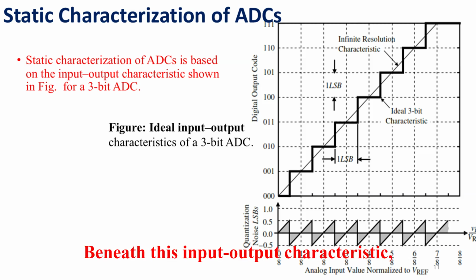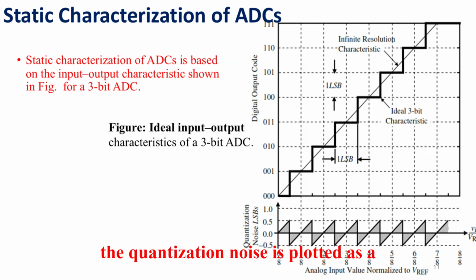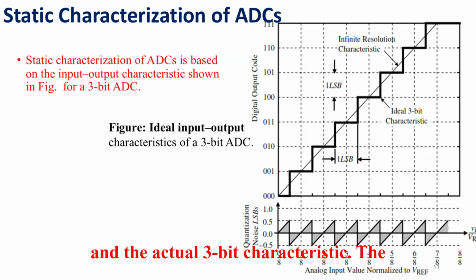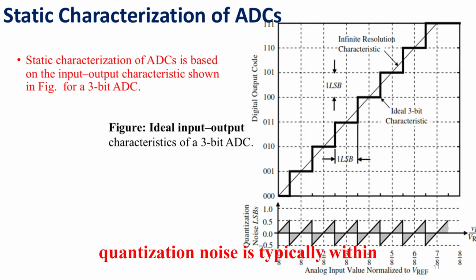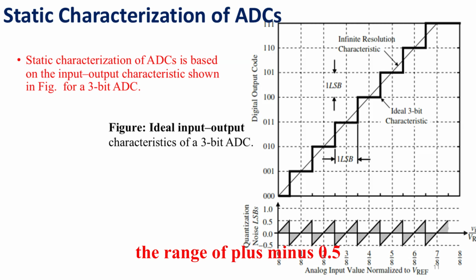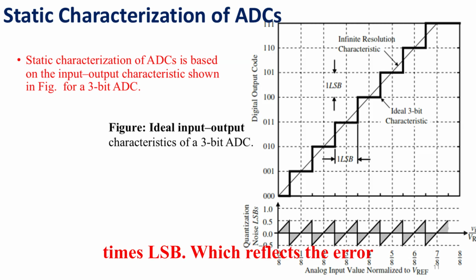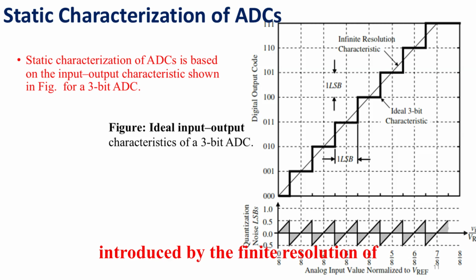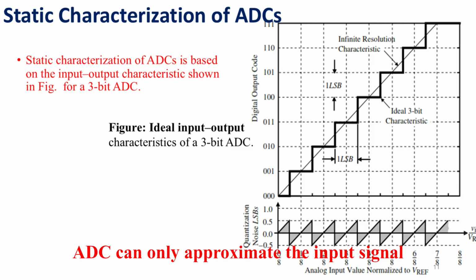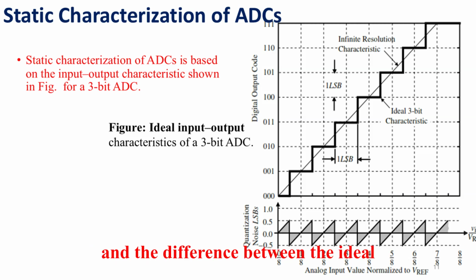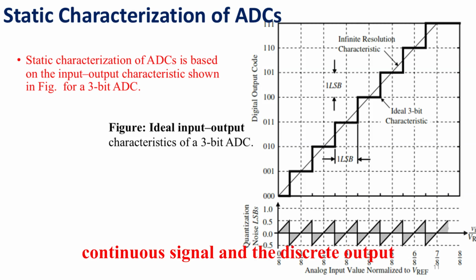Beneath this input-output characteristic, the quantization noise is plotted as a function of the input voltage. Quantization noise represents the difference between the ideal ADC characteristic with infinite resolution and the actual 3-bit characteristic. The quantization noise is typically within the range of plus minus 0.5 times LSB, which reflects the error introduced by the finite resolution of the ADC. This noise occurs because the ADC can only approximate the input signal, and the difference between the ideal continuous signal and the discrete output is quantized.